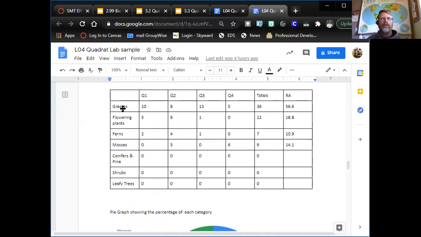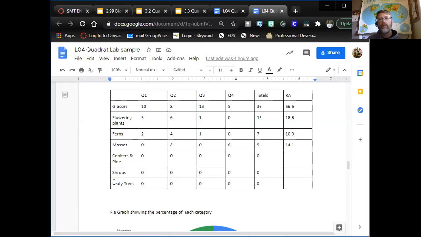Here I start counting up each individual grass plant, not blades of grass, but each individual grass plant, each individual flowering plant, whether it's clover or dandelions, each individual fern, and each individual moss. Here we get the totals of those counts for each quadrant. And then I did the relative abundance for the totals. Notice I did not have any pine trees, there were no shrubs, and there were no leafy trees either.